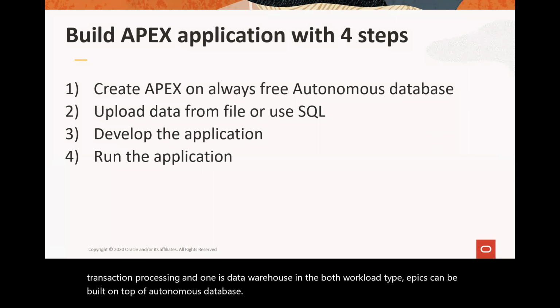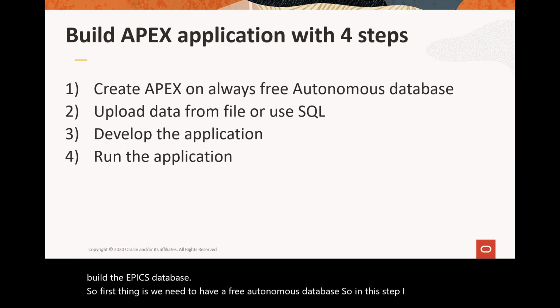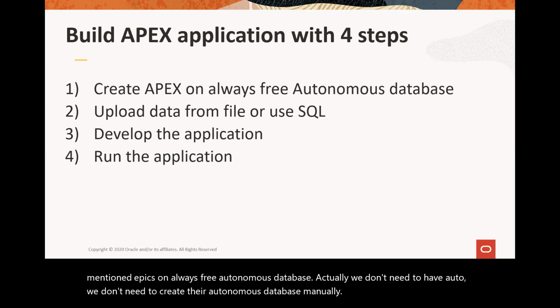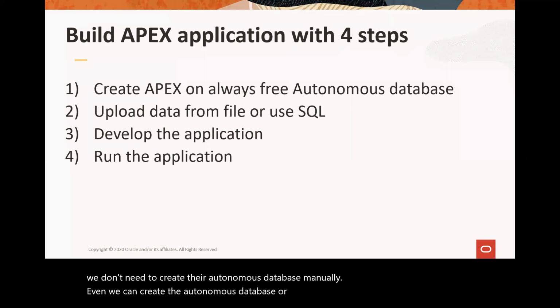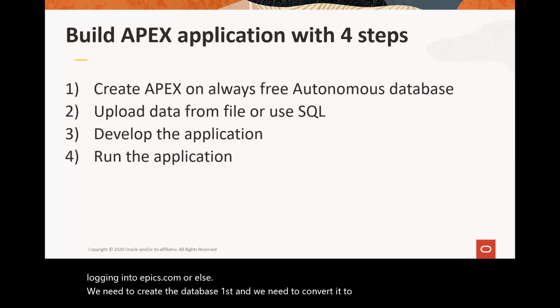Okay, so when we try to build an Apex application, just 4 steps are enough. The first thing is we need to have a free autonomous database. In this step, I have mentioned Apex on Always Free Autonomous Database. Actually, we don't need to create the autonomous database manually. We can even create the autonomous database automatically by logging into apex.oracle.com, or else we need to create the database first and convert it to Apex. Later in the lab session, I will show you.